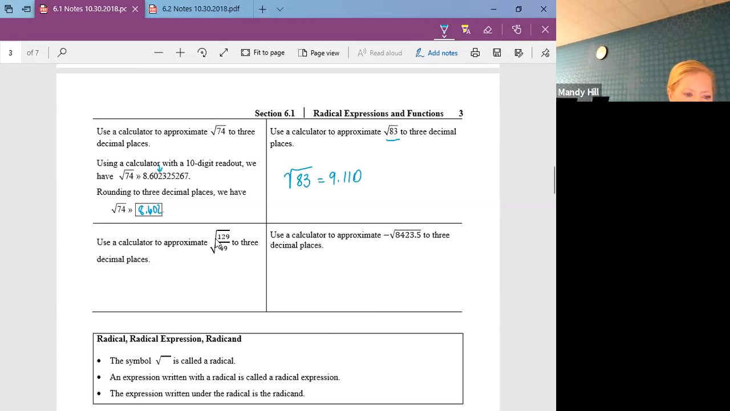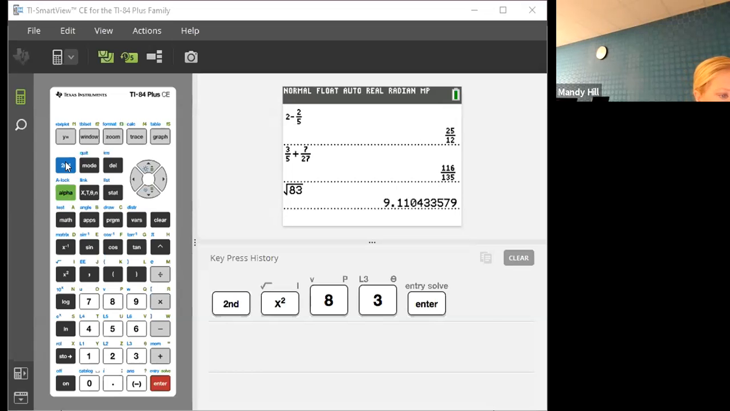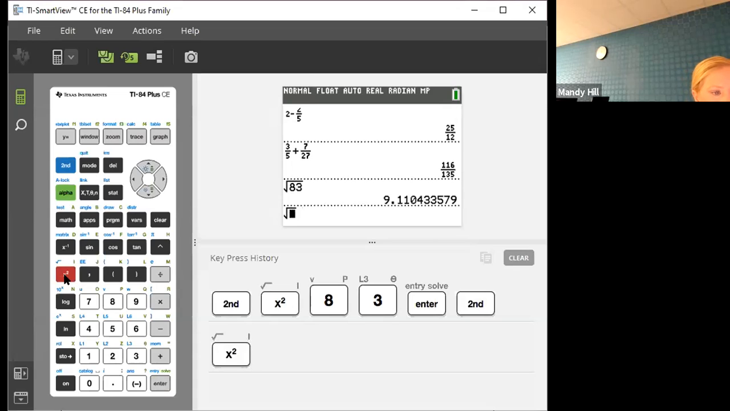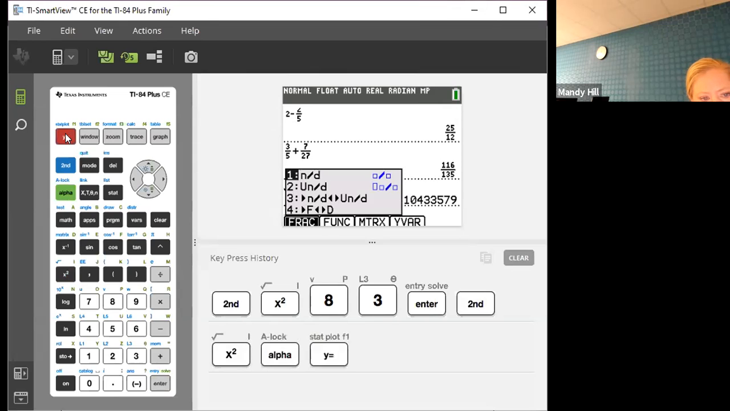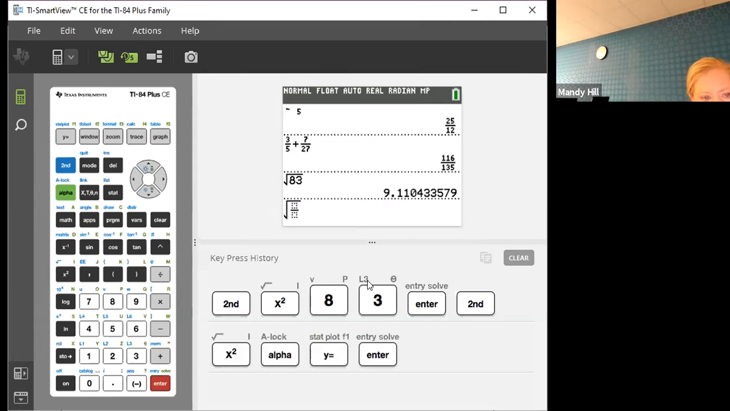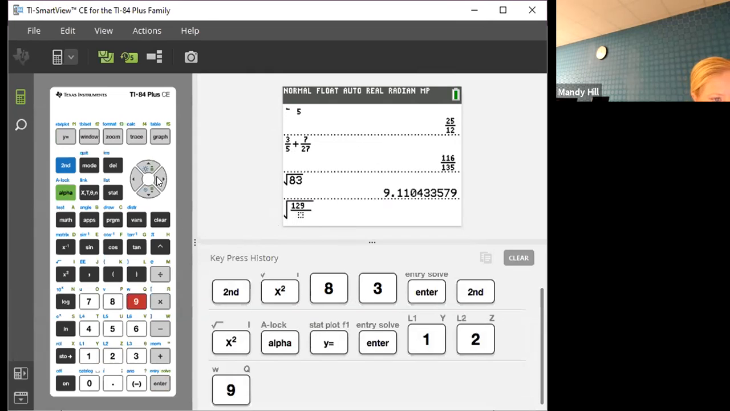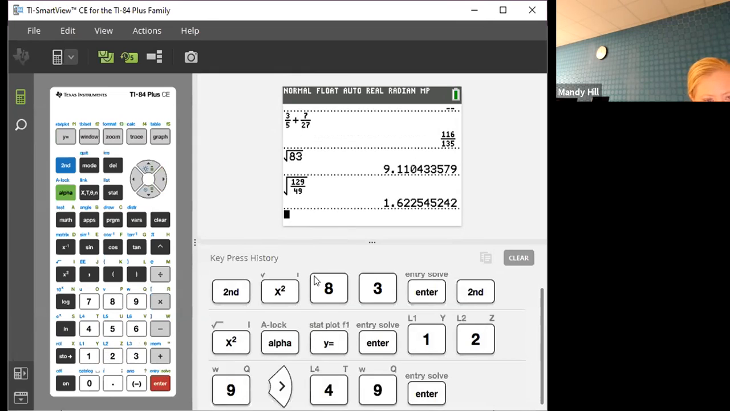Okay. Square root of 129 over 49. They want us to do that one and round to 3 decimal places. So let's go back. Now this, it is possible to type it in just like it's written there. So I'm going to do second x squared to get my square root, but I want to take the square root of a fraction this time. And so I'm going to do alpha y equals to get my fraction key to come up, and I'm going to hit enter. And now it's letting me type in exactly, we can type in 129 and then arrow down and type our 49 and then hit enter.